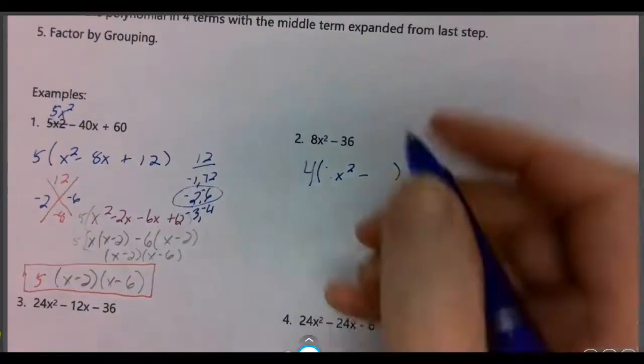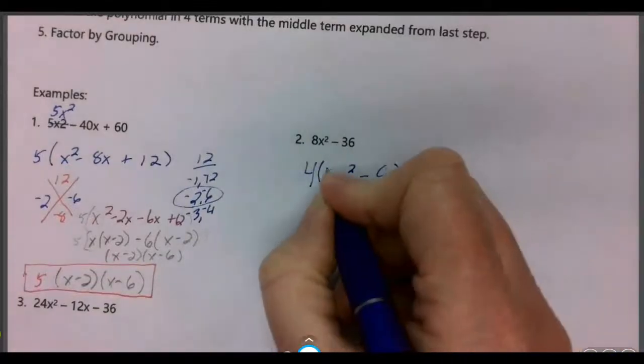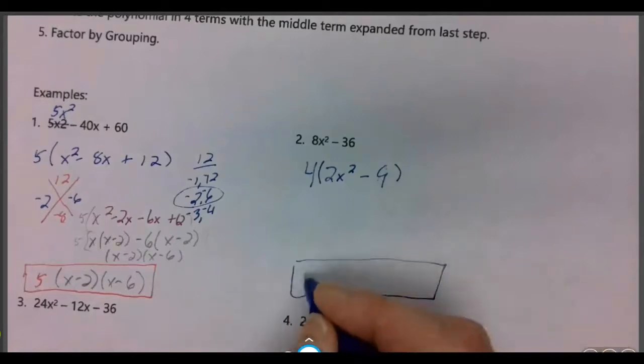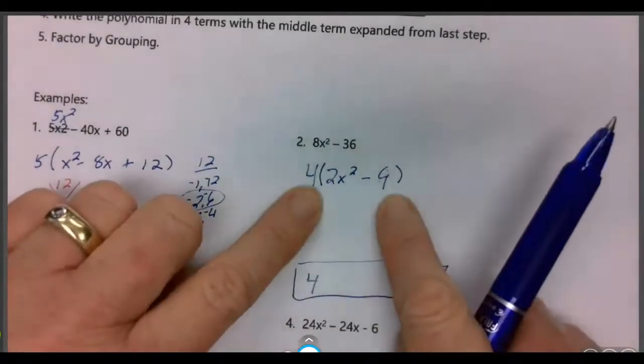Nope, I just messed up. If I take 36 divided by 4, I get a 9. Okay, so now let's look at it. Put in the answer box, put that 4 down in there.